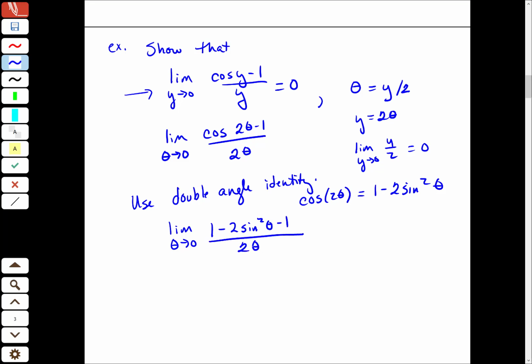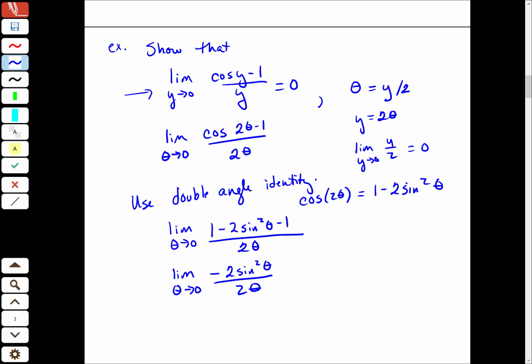Now we used a different one of the three. There are 3 double angle identities for cosine, and so I used a different one in class. Don't be confused, it still simplified to this. But since I did it already, I thought I would take the more direct route. And then these ones cancel out, and I get negative 2 sine squared theta over 2 theta.